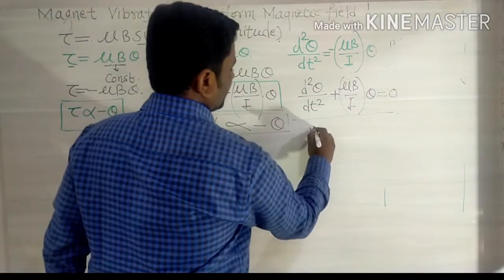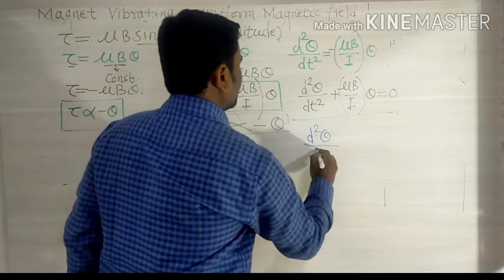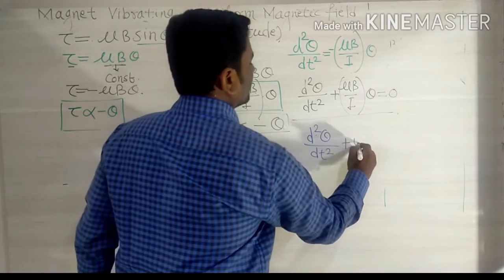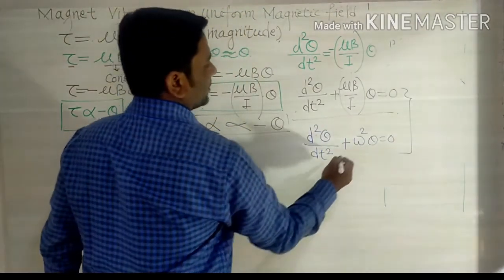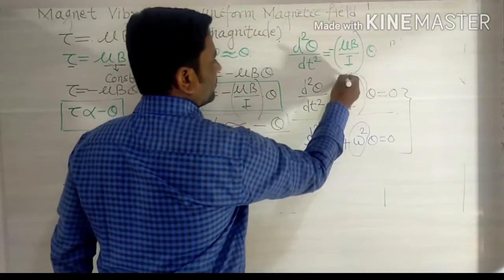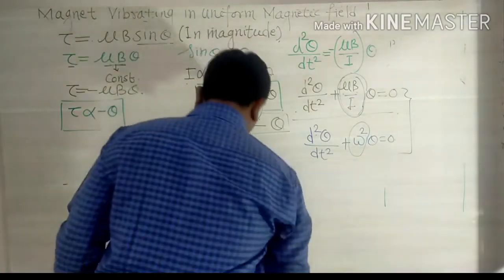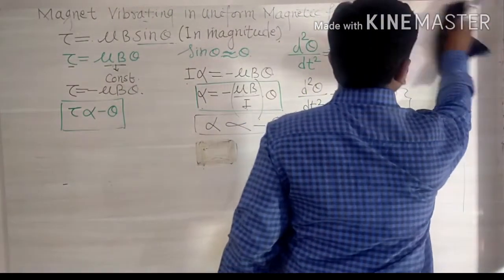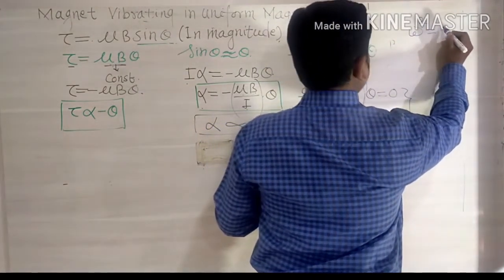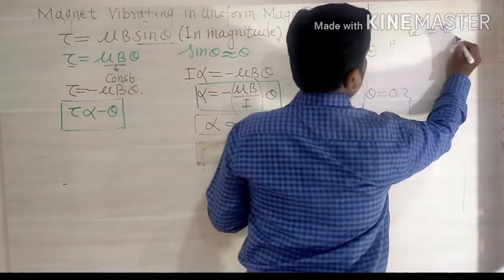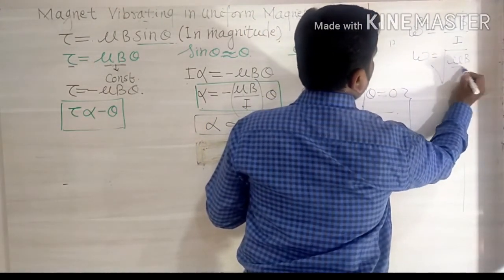So we compare it with the differential equation of angular simple harmonic motion, d square theta by dt square plus omega square theta is equal to 0. By comparing these both equations, we get omega square is equal to mu B upon I. So omega is equal to what? Under root of mu B upon I.